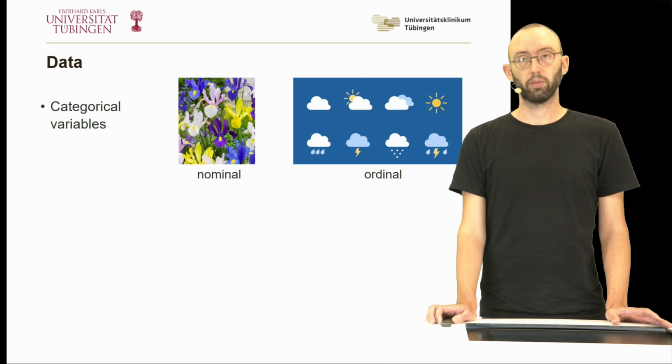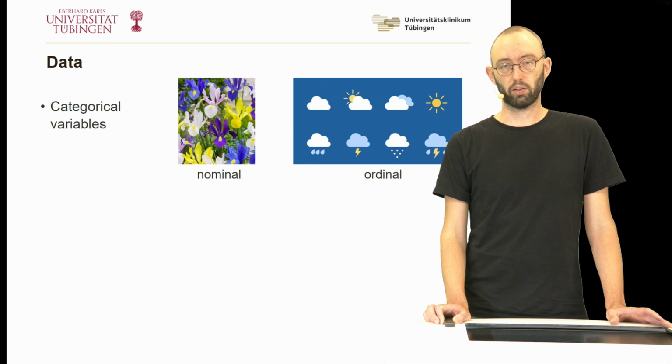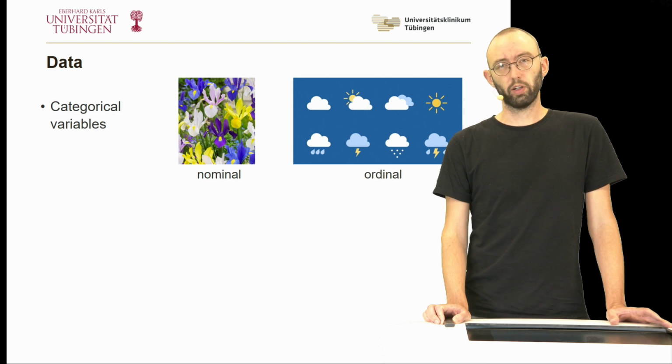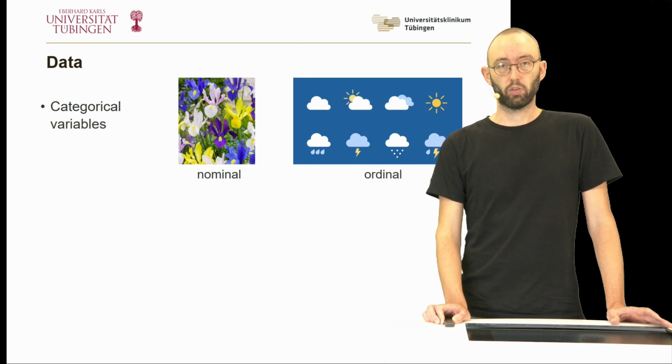Or it can be something like the weather on a certain day, whether it's cloudy, sunny, or rainy. These are called ordinal variables because they can be brought into some order. Let's say you start with sunny and you order them until rainy, so good to bad weather.